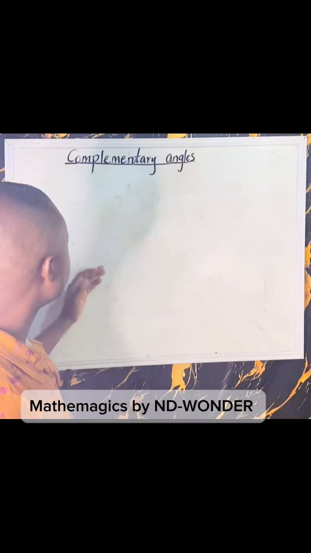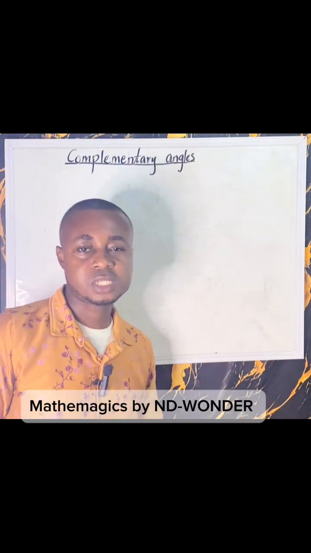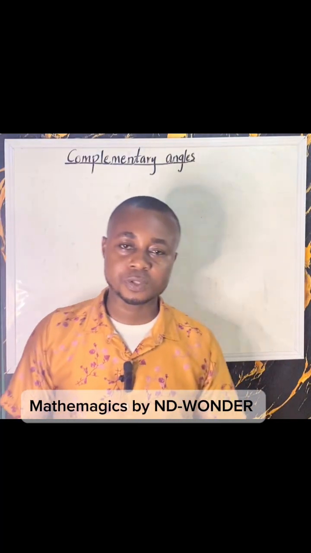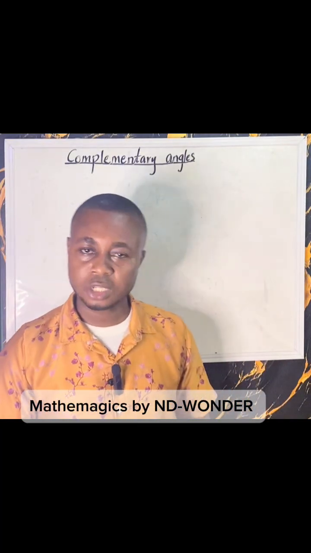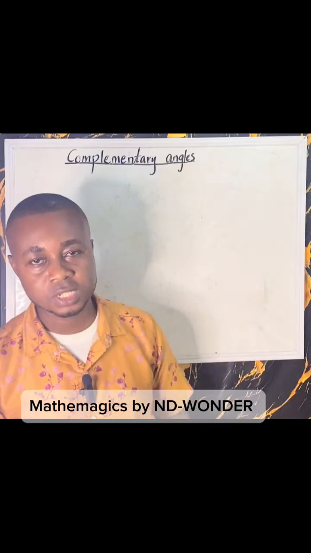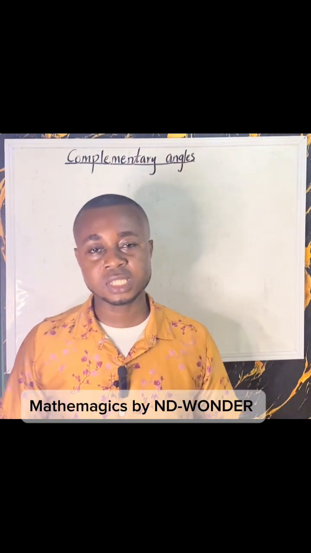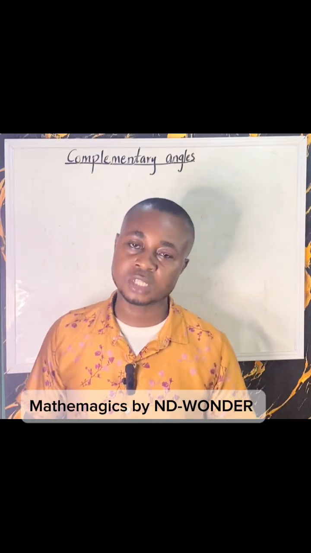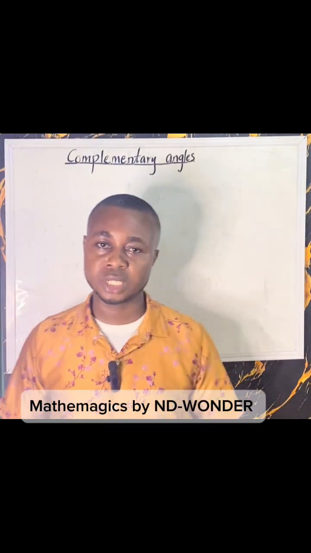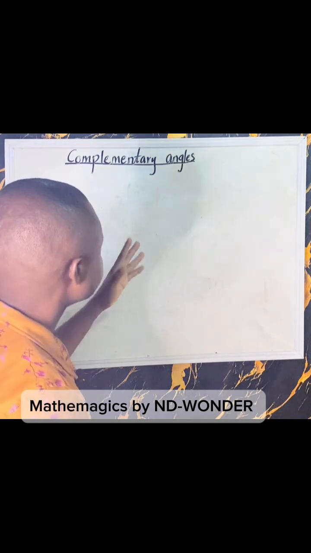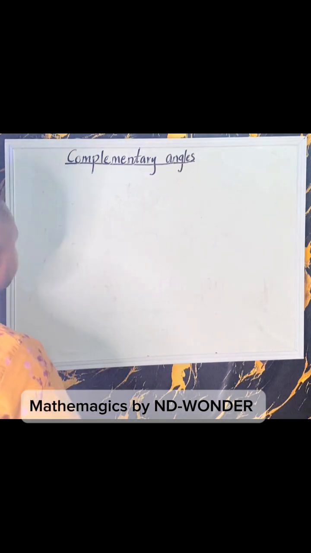Today I have complementary angles. In simple definition, complementary angles are angles added up to 90 degrees. In other words, the summation of the angles in it are added up to what? 90 degrees. So in that case, we can say that such angles are complementary in nature. So all I have to do is to illustrate this.